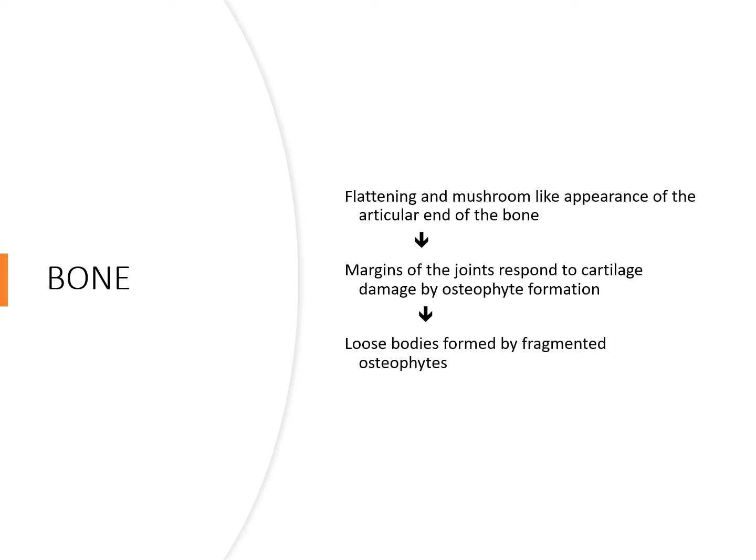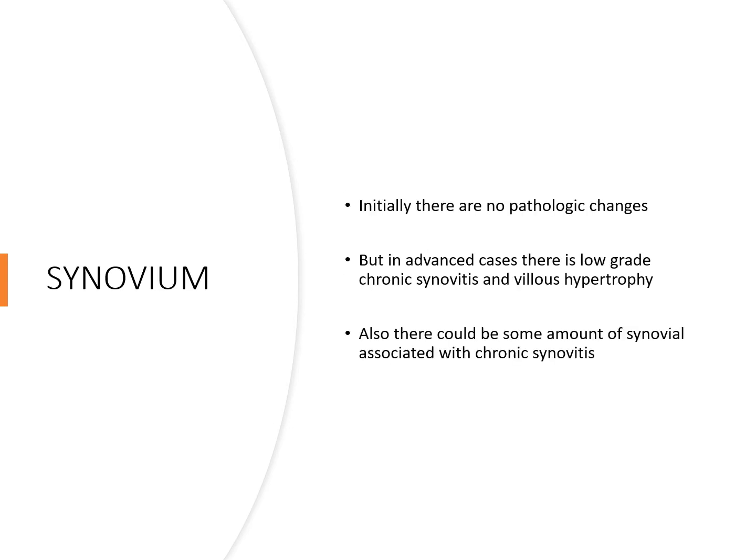This will lead to formation of osteophytes. These osteophytes later can break from the main bone and can settle down within the joints in the form of loose bodies. So till now we learnt about the changes seen in articular cartilage and bone in osteoarthritis. Those are the two most important changes which we can see in OA cases.